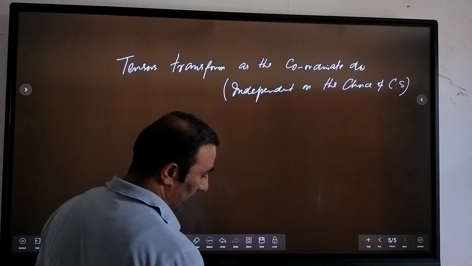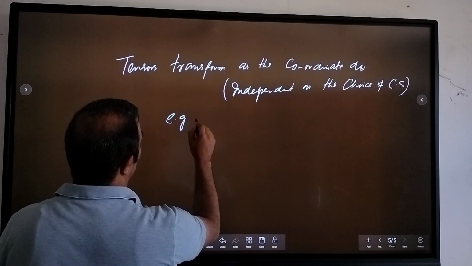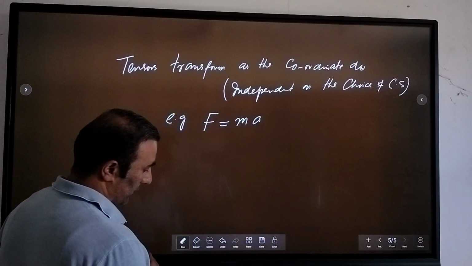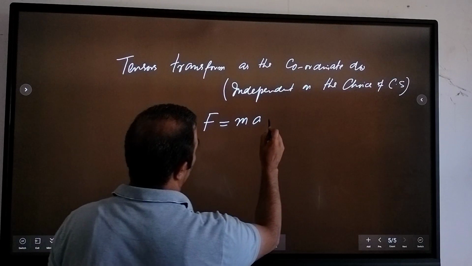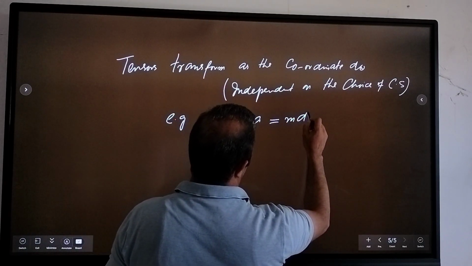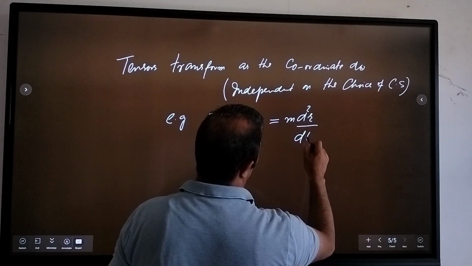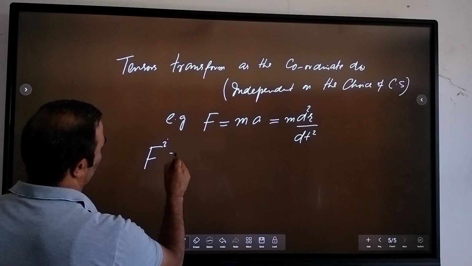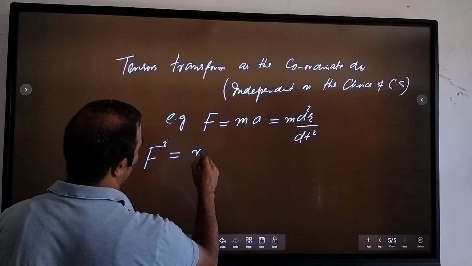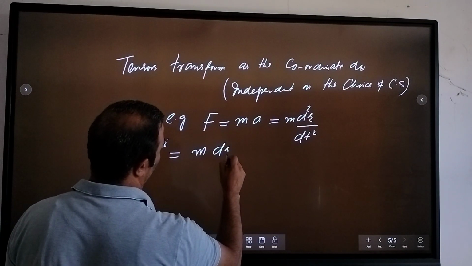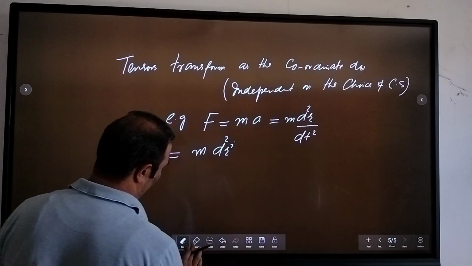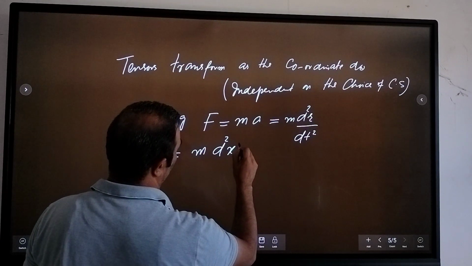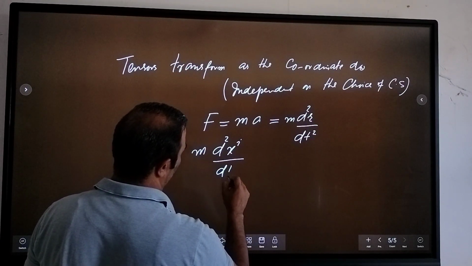Suppose I will give you one example. For example, if you write that F equal to ma, or this will be F_i equal to... no, better to write in terms of this x, right?